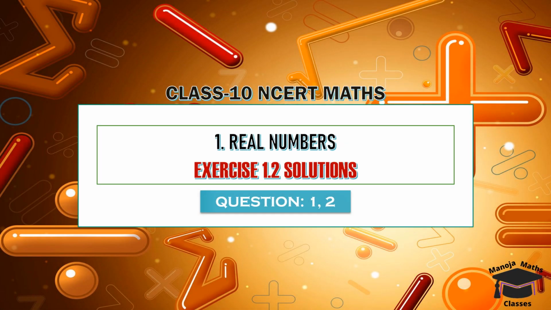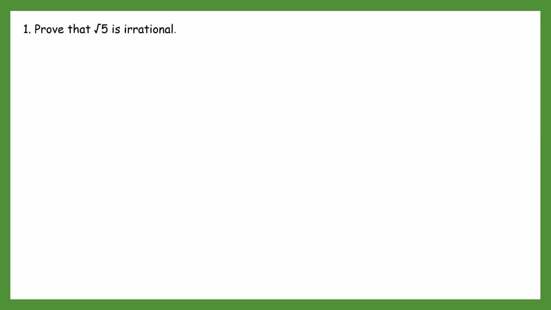Let's solve question number 1 and 2 in exercise 1.2 in the chapter Real Numbers of class 10 NCERT Maths. Prove that root 5 is irrational. We should prove that the number root 5 is an irrational number.